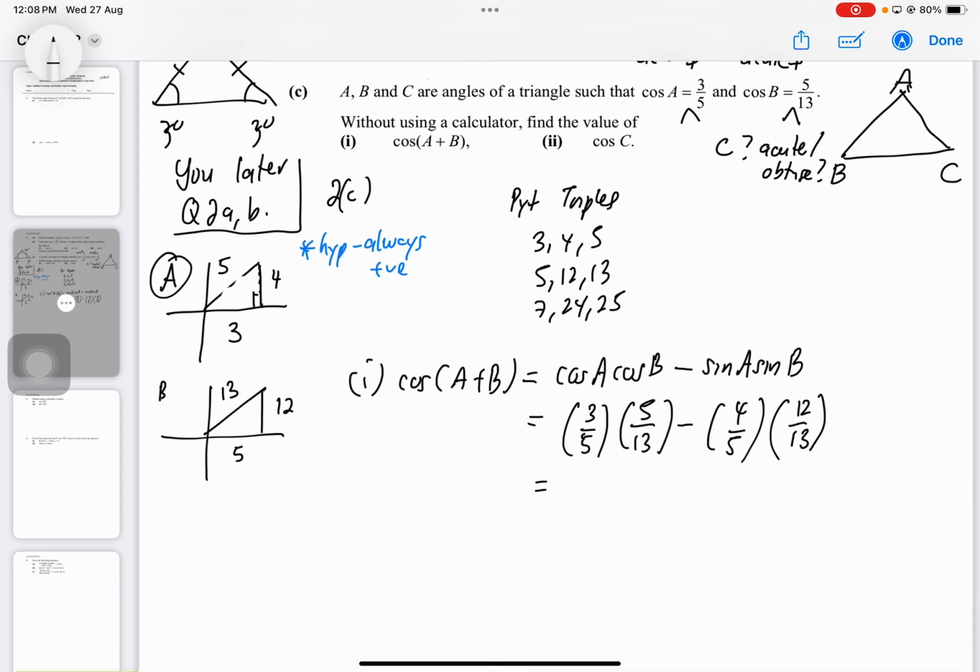Okay, 3 over 5 times that minus that. Okay, I think you should get negative 33 over 65. Okay? Okay, so for quadrant diagram, it will come out, confirm. Last chart.